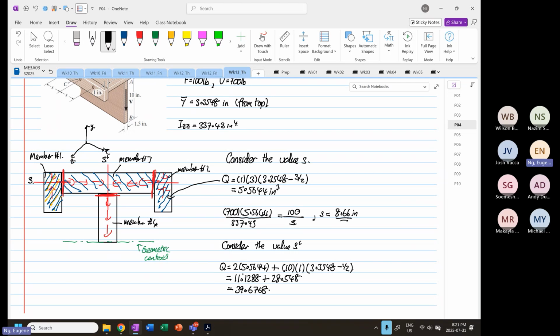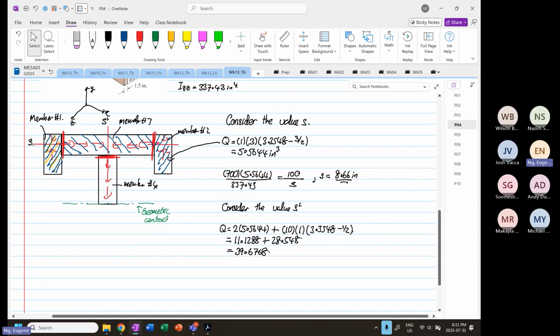2 times 5.56. Nope. Okay, 56. 2 times 3.3548. Theirs is 5.5645, mine is 5.5644. I think that's the only reason why. Okay. So this is our inches cube.